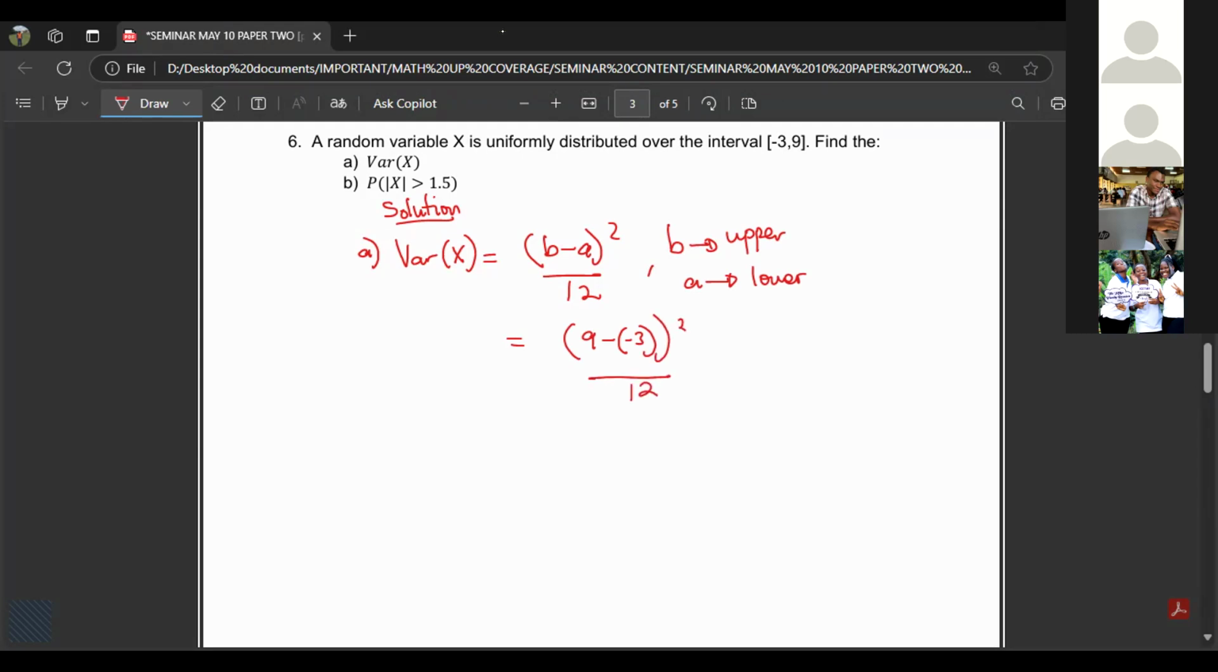And this is equal to 12 squared over 12. And our variance is 12. Yeah, that's part A, as simple as that. Then part B wants us to get the probability of the modulus of x being greater than 1.5.